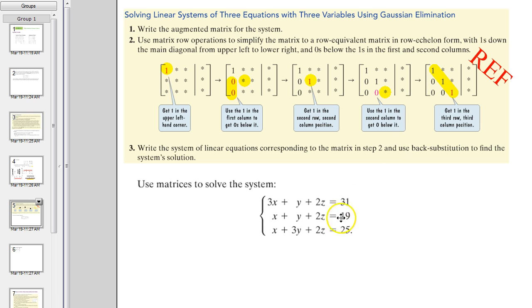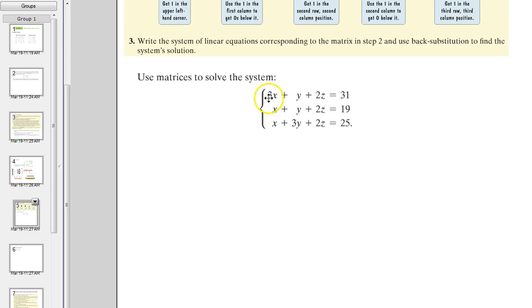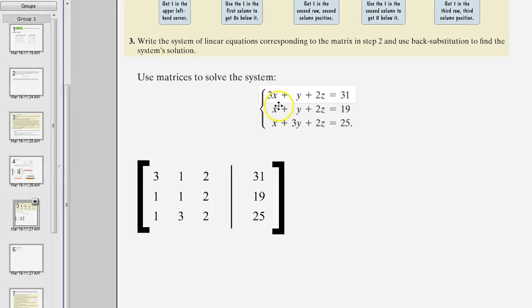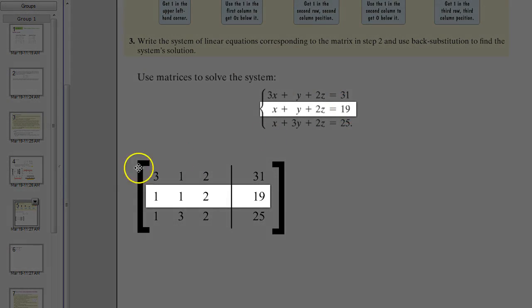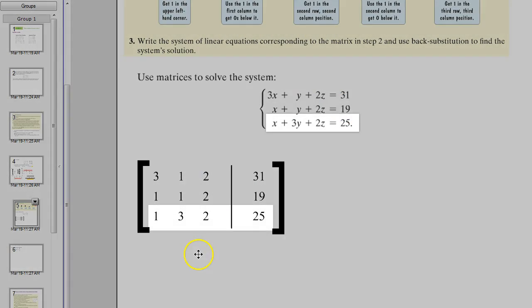So let's practice it. Let's take our matrix right here. Let's make an augmented form of the matrix, and then let's go through the row operations to get it into the row echelon form. Okay, so here is my initial matrix, just taking the coefficients and the constants and putting it into an augmented matrix form.